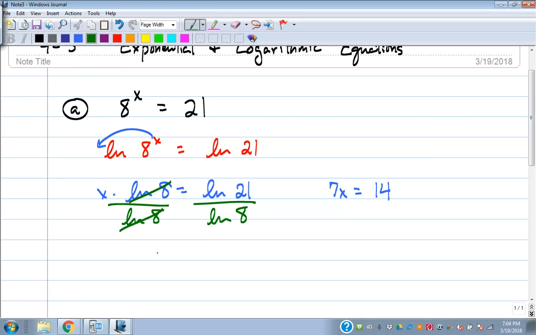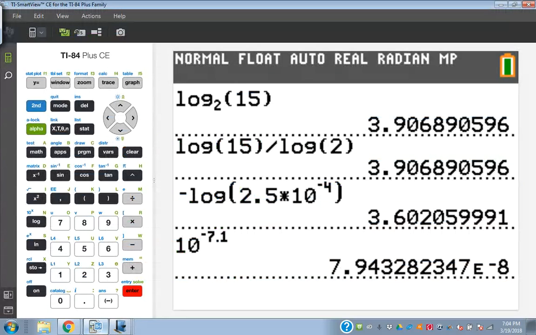This side, they cancel out. There's x by itself. The exact solution is natural log of 21 divided by natural log of 8. We're going to get a decimal approximation for that as well. The good thing about using natural log is we don't have to go hunt the log-base thing to use. So with the calculator, I'm just going to do natural log of 21, close parentheses, divided by natural log of 8, close parentheses, enter.